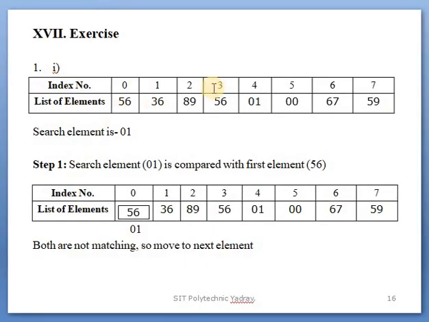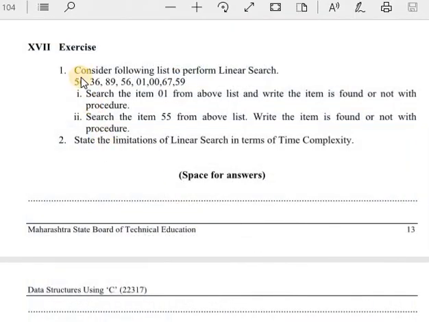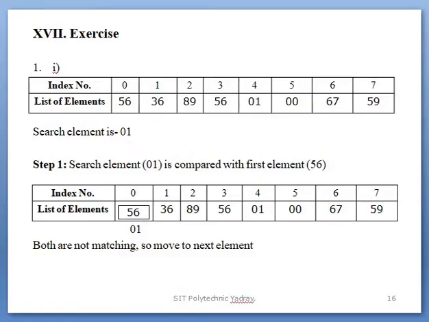For example, these are the numbers in your question: 56, 36, 89, 56, 10, 67 and 59. The question is to search the element 1 from the above list and write whether the item is found or not, with the procedure. Procedure-wise means step-wise, shown here.